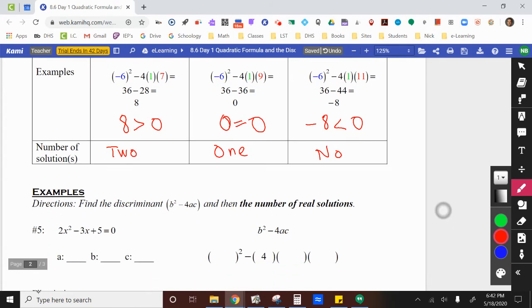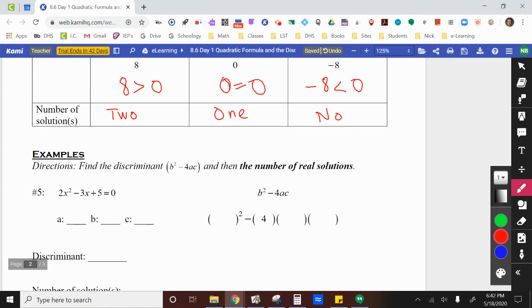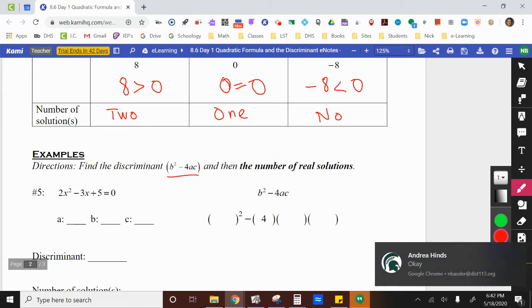Now it's time to do some examples. This is the time where you can pick up that pen and pencil again and start writing these out, because we're going to need practice with finding the discriminant to tell us how many solutions we have. The directions for these problems, as well as on the homework later today, are to find the discriminant, which is that b squared minus 4ac, and then the number of real solutions.